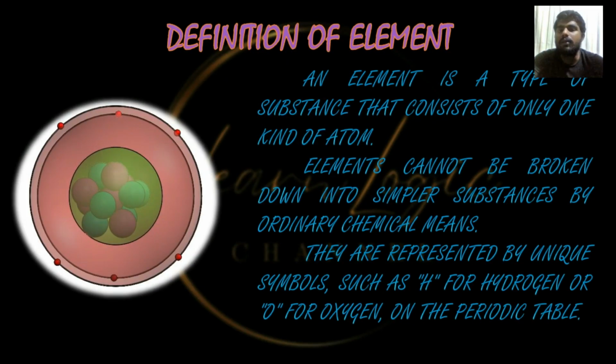Definition of element. An element is a type of substance that consists of only one kind of atom. Elements cannot be broken down into simpler substances by ordinary chemical means. They are represented by unique symbols such as H for hydrogen or O for oxygen on the periodic table. In the left hand side figure, you can see the 3D view of an element or an atom.